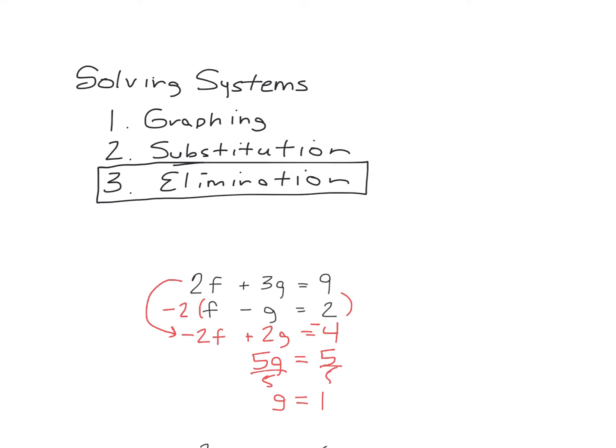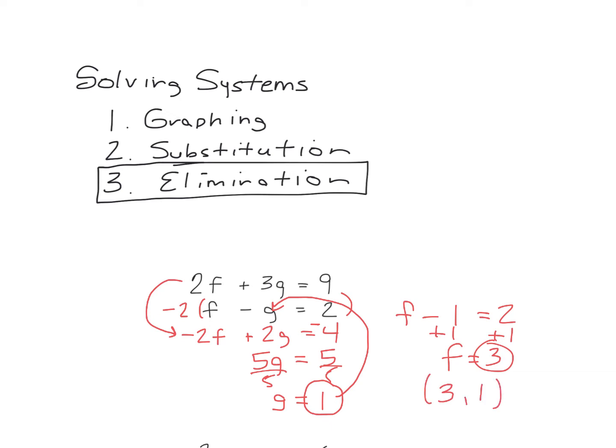All right, then just like in the substitution method, I can plug this back in to either equation. Again, I'm going to pick the one that will be easiest for me, which I think is this one. And I would have f minus 1 is equal to 2. Add the 1. So f would be 3. And f comes before g, so I could list that point as 3, 1. And then you could check it, and it would check in both equations. So I multiplied the bottom by -2, and I eliminated the f.